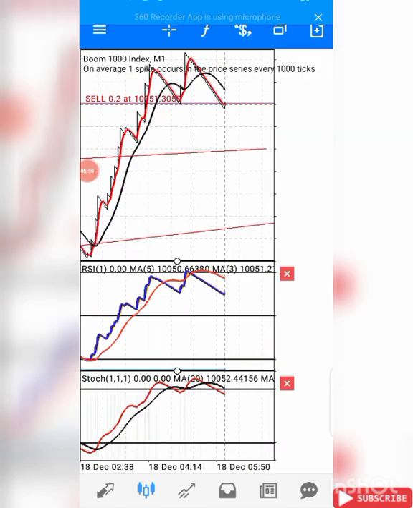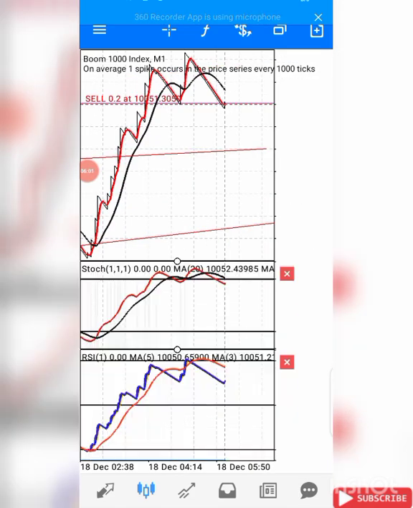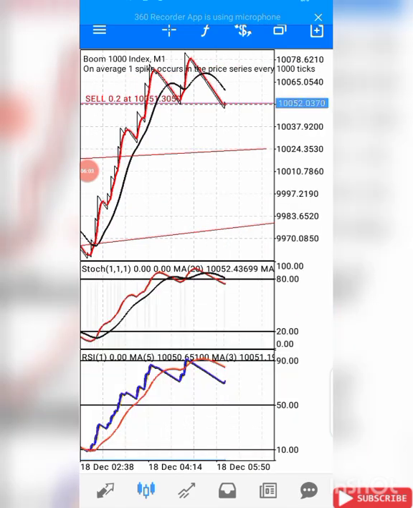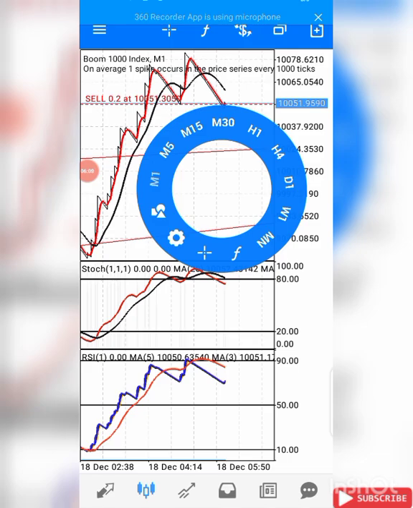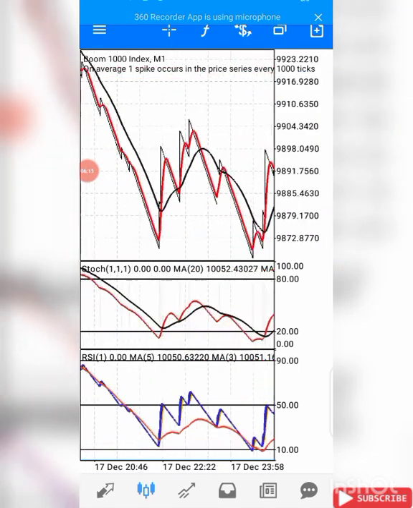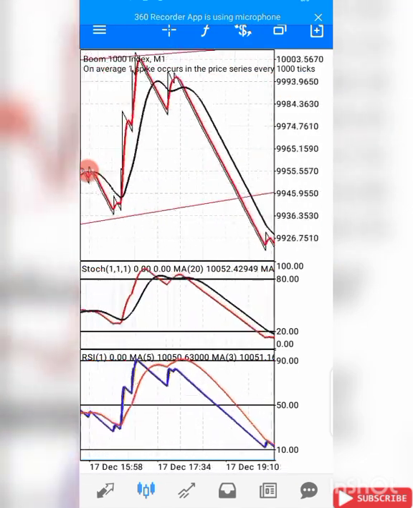Then let me swap it. So this is where I want to show you something, but before that, let me quickly, so that is the settings.